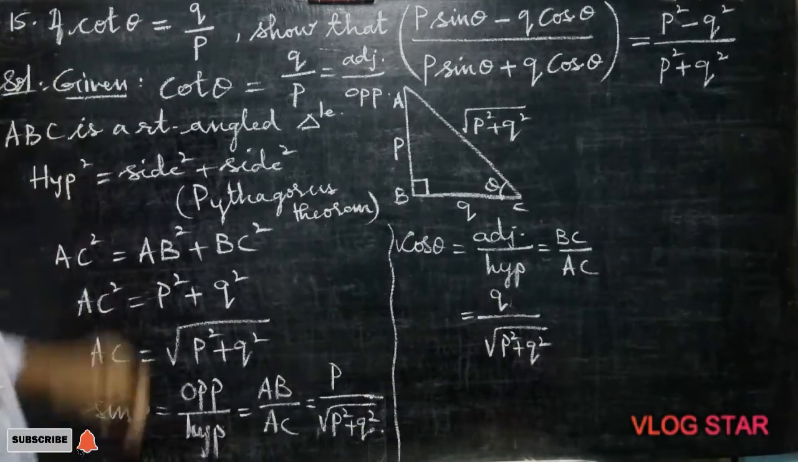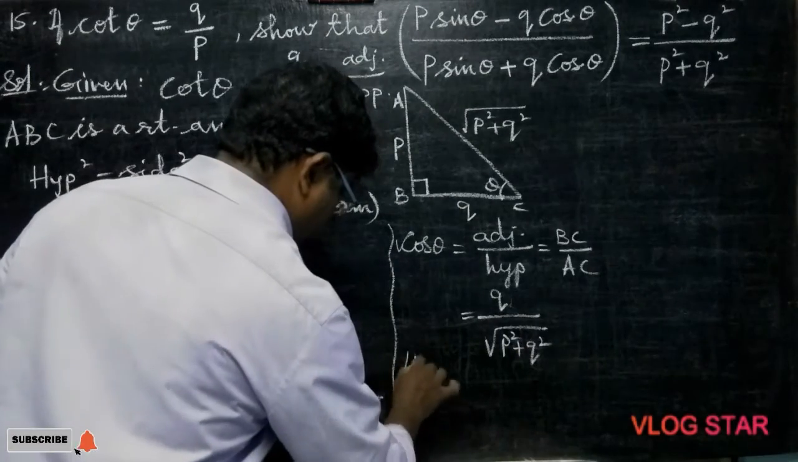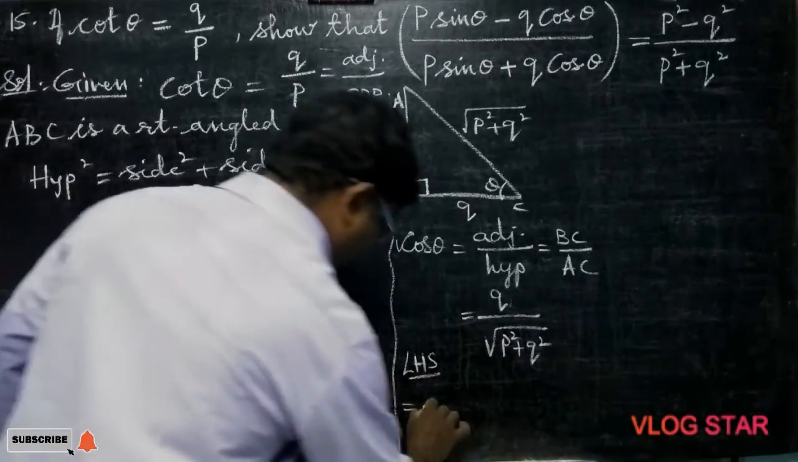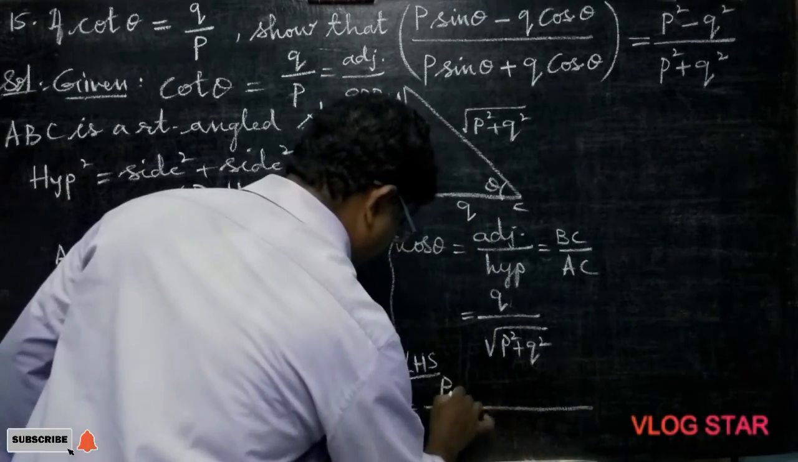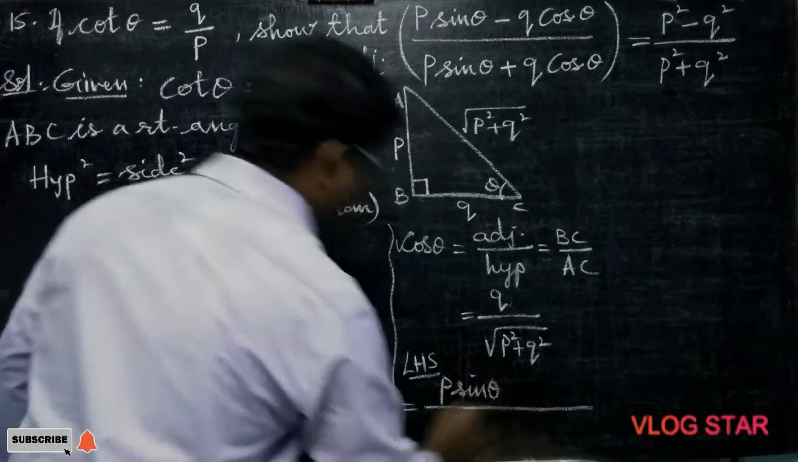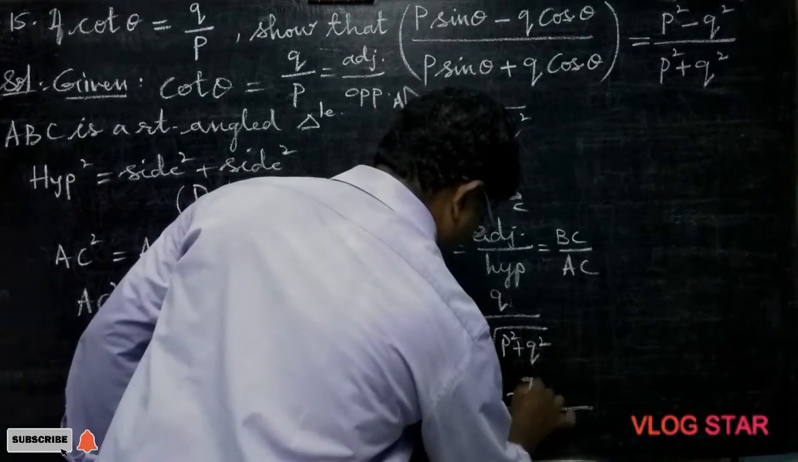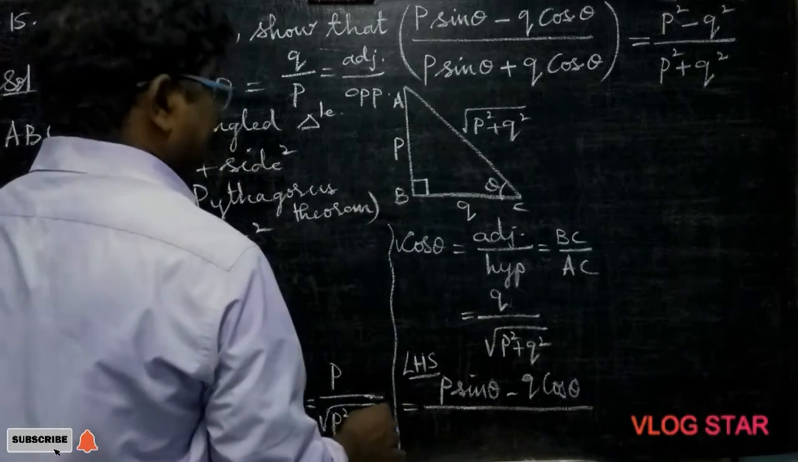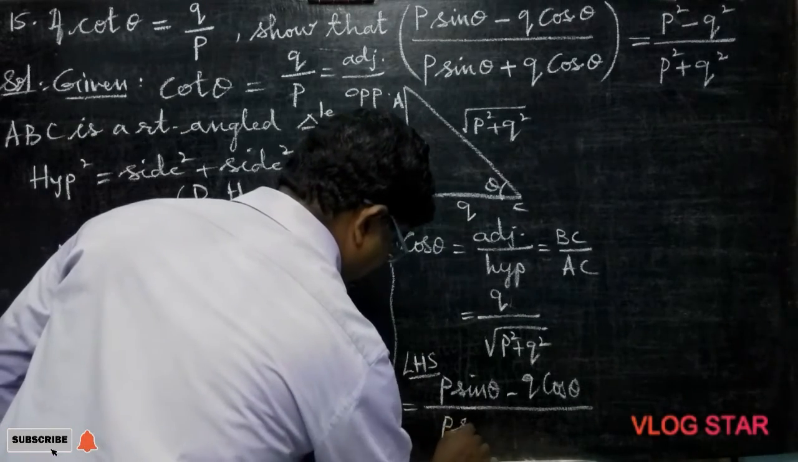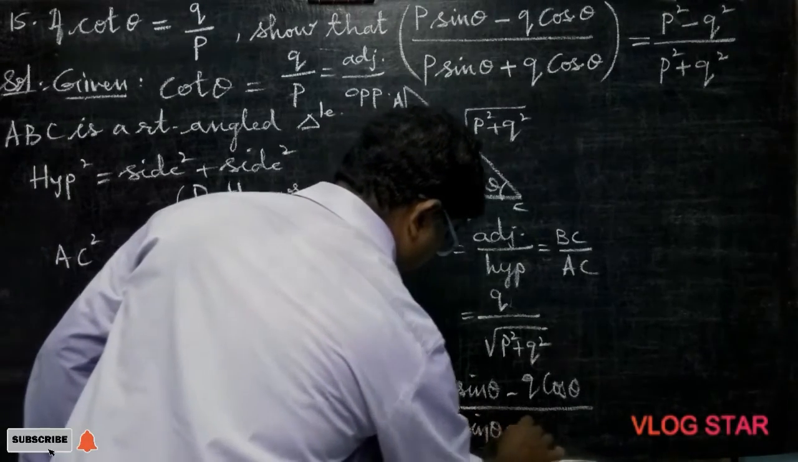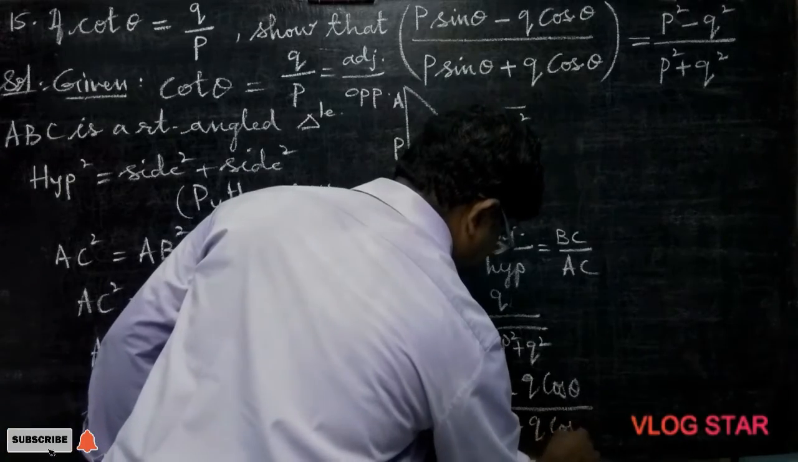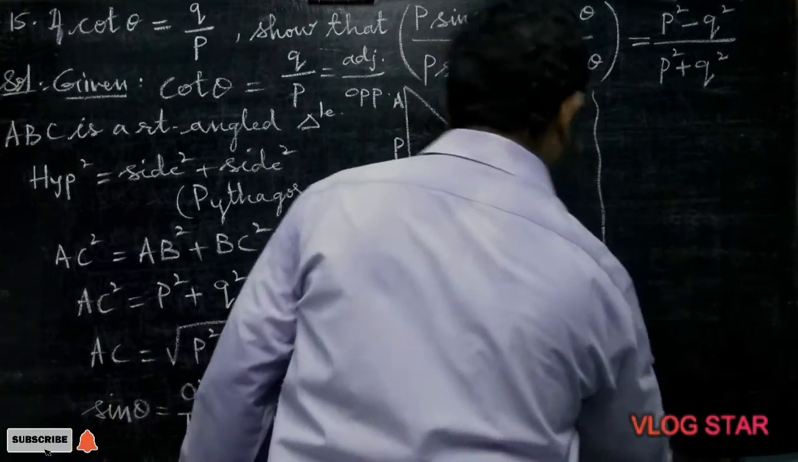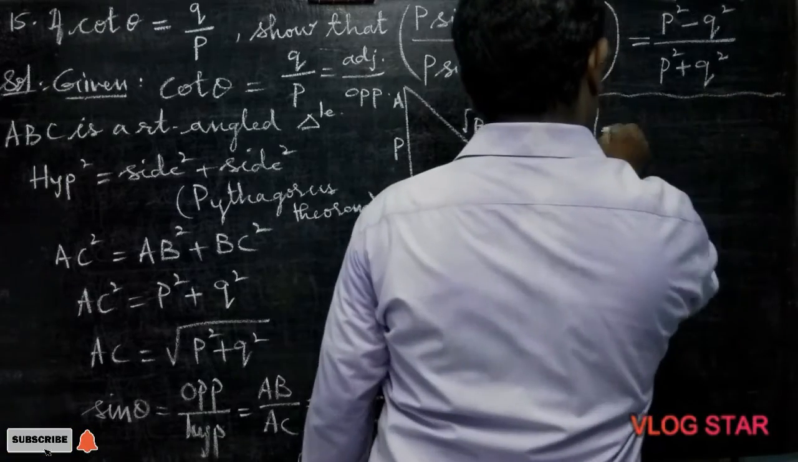Now take LHS. What is LHS? They told us to show that. What did they tell us to show? P sin theta minus Q cos theta divided by P sin theta plus Q cos theta. Now simplify.